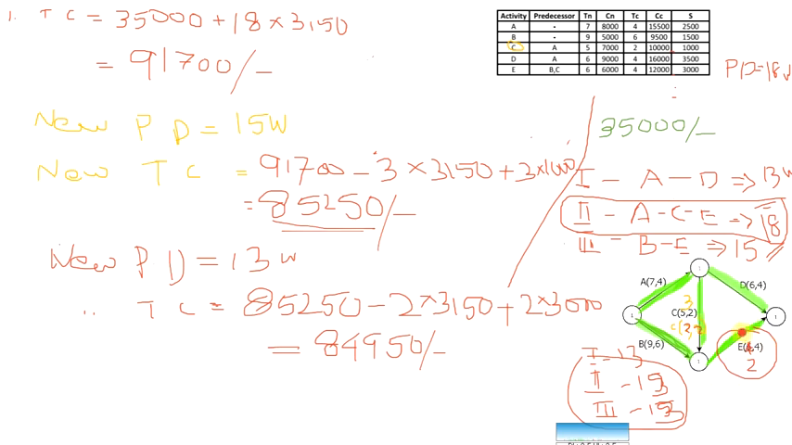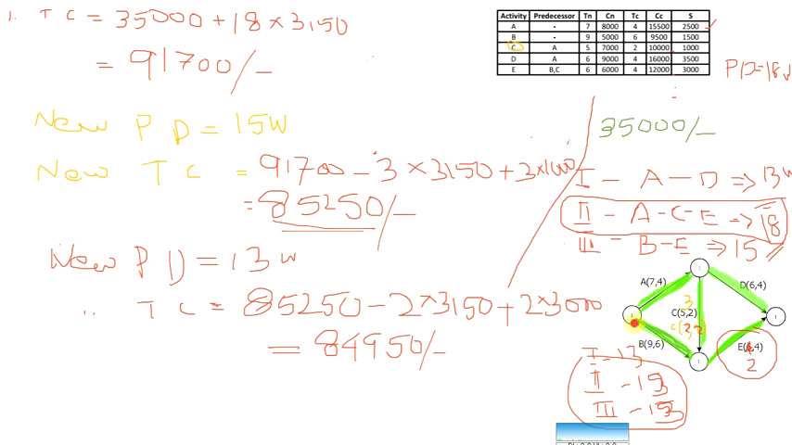It's already been crashed to the maximum. E also has been crashed to the maximum. Now only A remains. And D we will not take, because if you consider path A, D, its cost slope or crash slope is more, 3500. A is only 2500, so we will select A as the crashing activity, and we will crash it by 1 day.